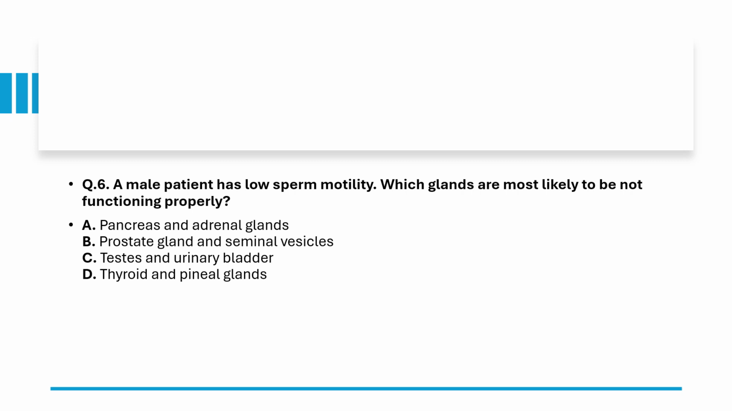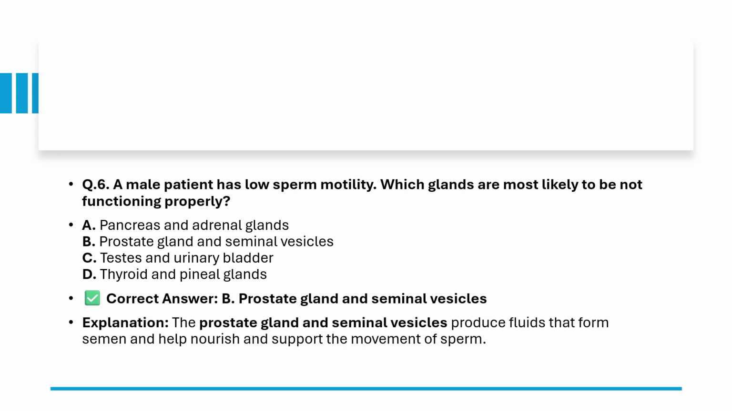A male patient has low sperm motility. Which glands are most likely to be not functioning properly? The correct answer is option B, that is prostate gland and seminal vesicles.